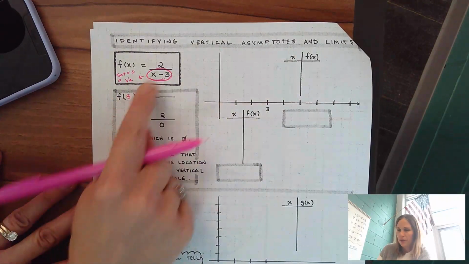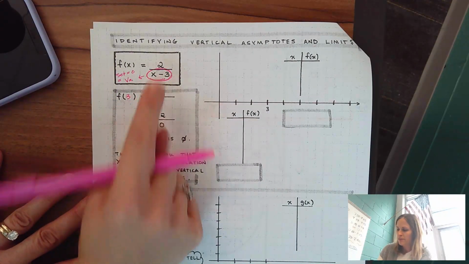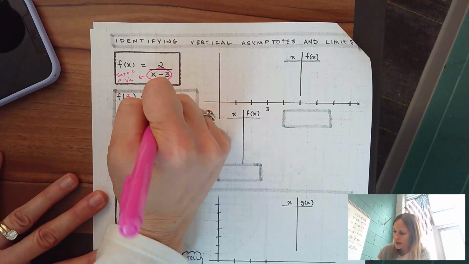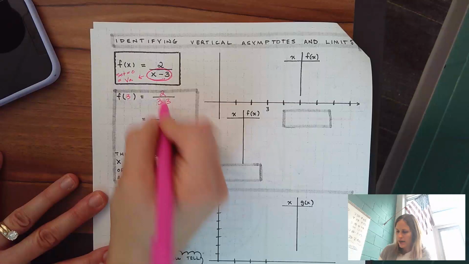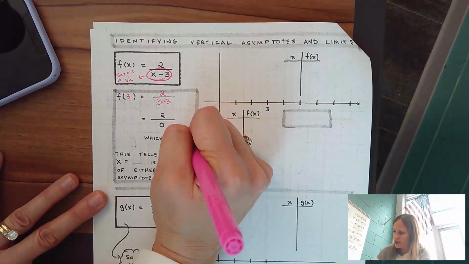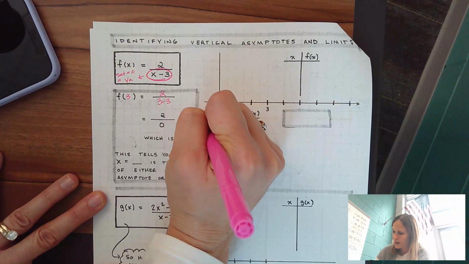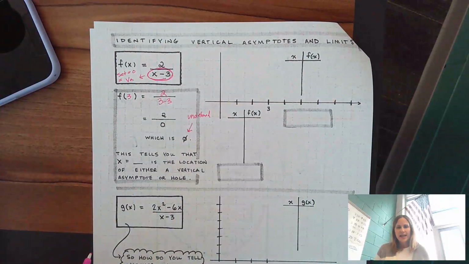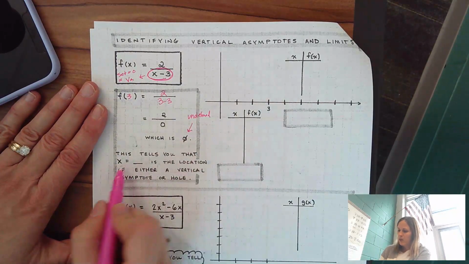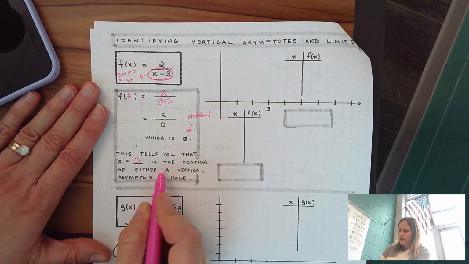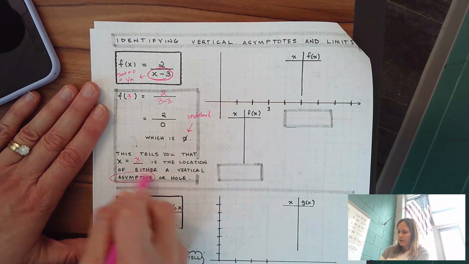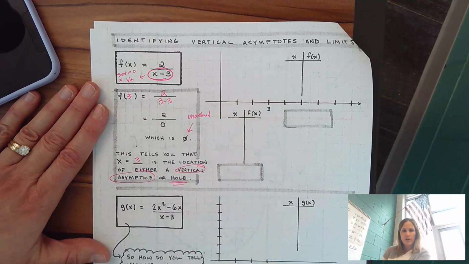So what that means is if I plug 3 in for x, what happens? I get 2 over 3 minus 3. Well, what is 3 minus 3? It's 0. What's 2 divided by 0? It's undefined. So when something is undefined, it means that there's an asymptote. So this tells me that when x equals 3, the location is some sort of discontinuity. So it's either a vertical asymptote, or it's a hole in my graph.